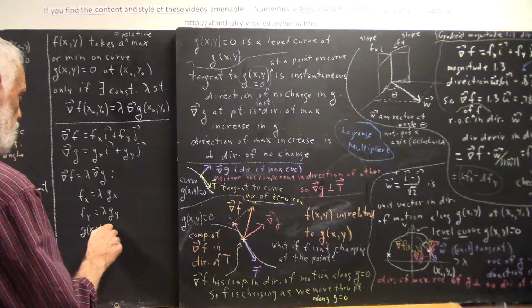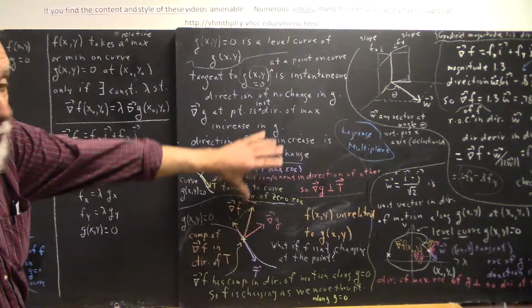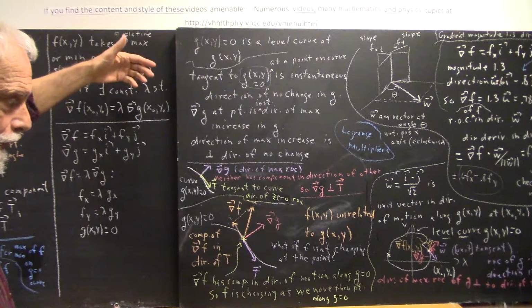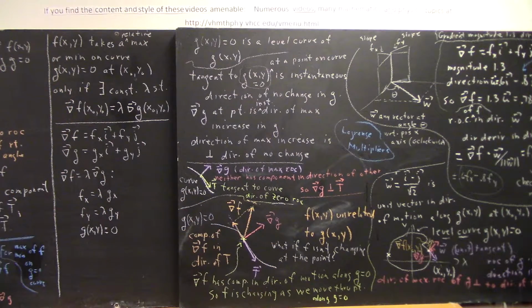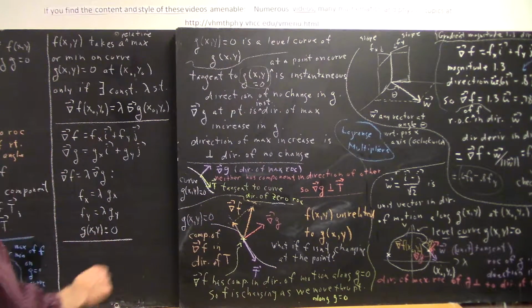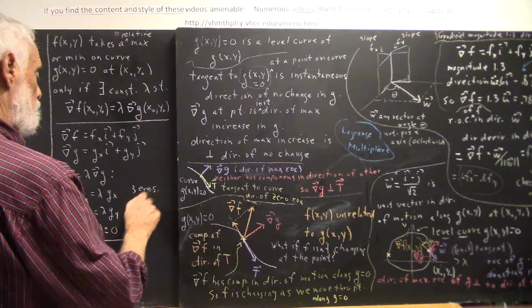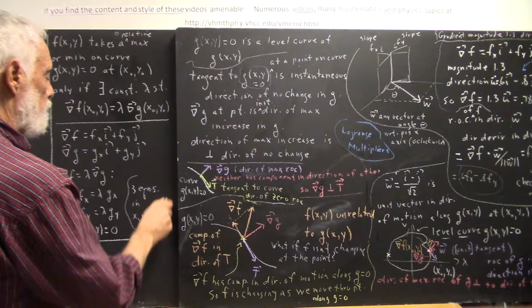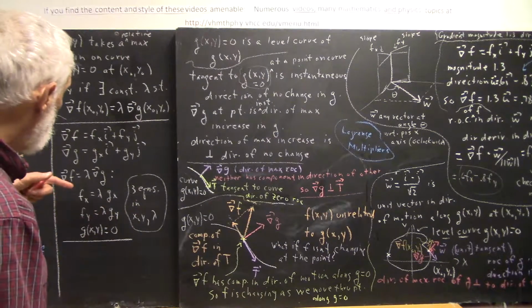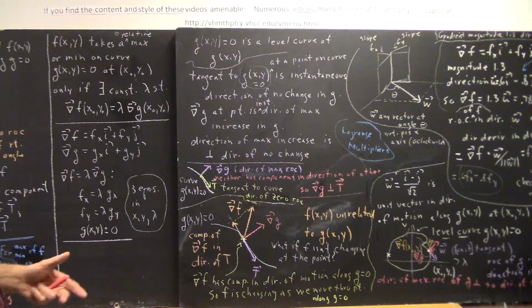But the other condition is we have to lie on the curve g of x, y. There might be a lot of points throughout space where del g equals del f, but only some of them lie on the curve g of x, y equals 0. So now we have three equations in x, y, and lambda. We solve those three equations, and now we have our critical points along the curve, and we can test them to see if they happen to be maximum or minimum.